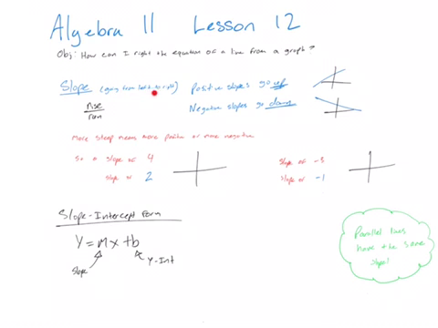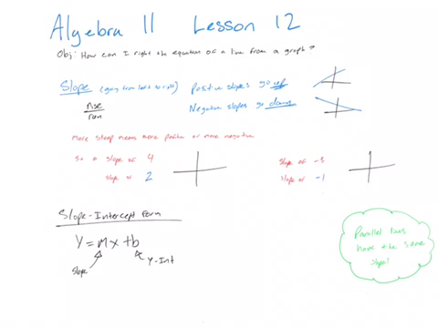And of course, we always read graphs going left to right, just like we read books. So positive slopes go up. If you're going from left to right, you're going to be going uphill. Negative slopes are going downhill.